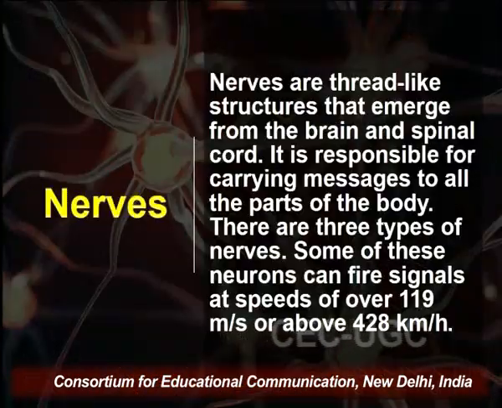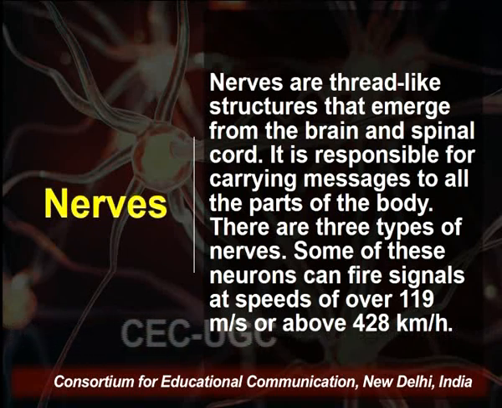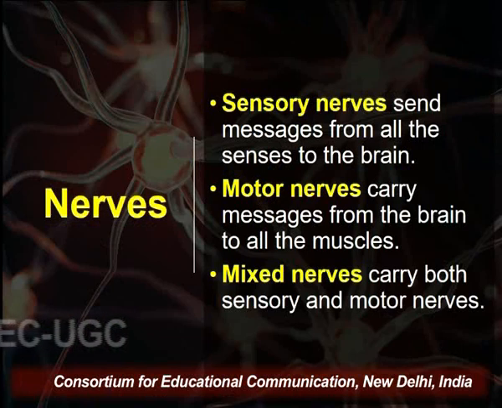Now, we will talk about the nerves associated with the nervous system. Nerves are thread-like structures that emerge from the brain and spinal cord. They are responsible for carrying messages to all the parts of the body. There are 3 types of nerves. Some of these neurons can fire signals at speeds of over 119 miles, or above 248 km, per hour. So the nerves are sensory nerves, motor nerves and mixed nerves.